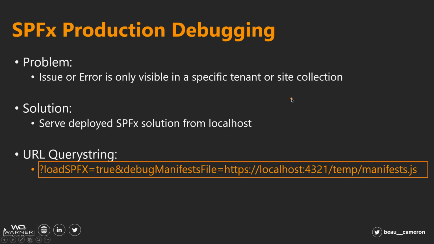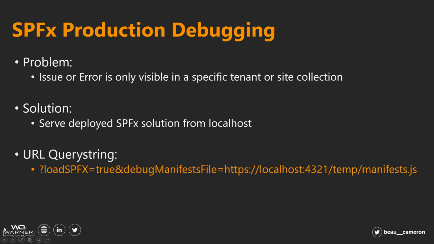So if you need to do debugging and you need to do some console logging to something that lives in production, you can do that. No one else is going to be affected. So any other users, they are not going to be affected. You are telling SharePoint only for this browser instance, by way of this argument, to go look at your local host for the manifests that load the SharePoint Framework solution. So extremely powerful for debugging.